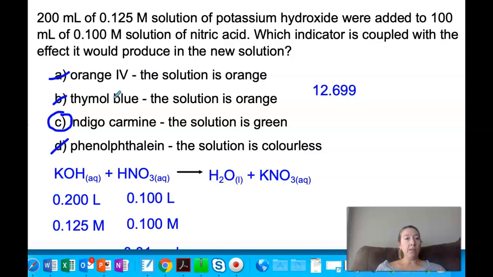All right, so that concludes your indicators and also concludes your acid-base equilibrium. Definitely a little theory in this unit as well as some calculation pieces. So really important to make sure that you are practicing both as you start to get ready for your unit test.